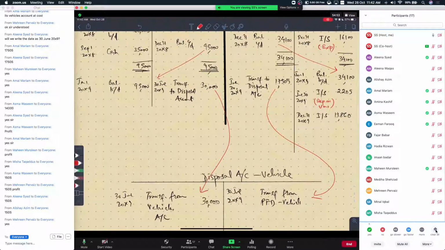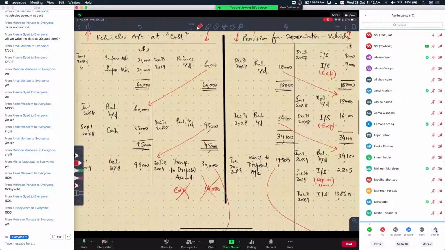So what has changed? We are not going to put this entry. This is a wrong entry. Let me just put the wrong entry first and then I'm going to erase it. If you put cash over here, $14,000, this is wrong. Why is this wrong? Because if we debit cash and credit vehicles account, this should come here, right? This entry is wrong. Why is this entry wrong?